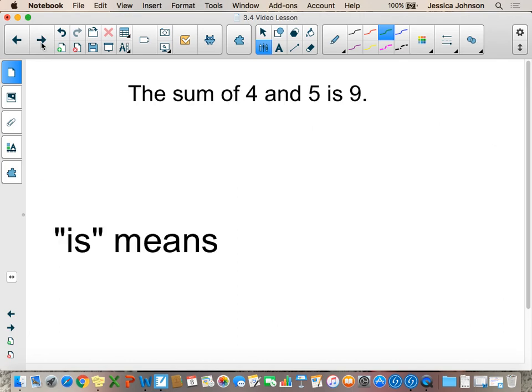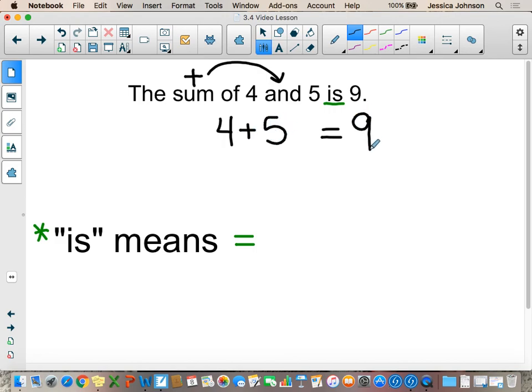All right, so here's what we're going to be doing today. One of the most important things that you take away is that "is" means equal. So anywhere in my problem where I see this word "is," that means that I'm going to be writing an equal sign. I'm going to be writing my equation. So the sum of 4 and 5 is 9. Sum tells me that I need to add. Remember our trick with sum, product, quotient, and difference is you find that word and that's where you put that operation. So 5 plus 4 equals 9.